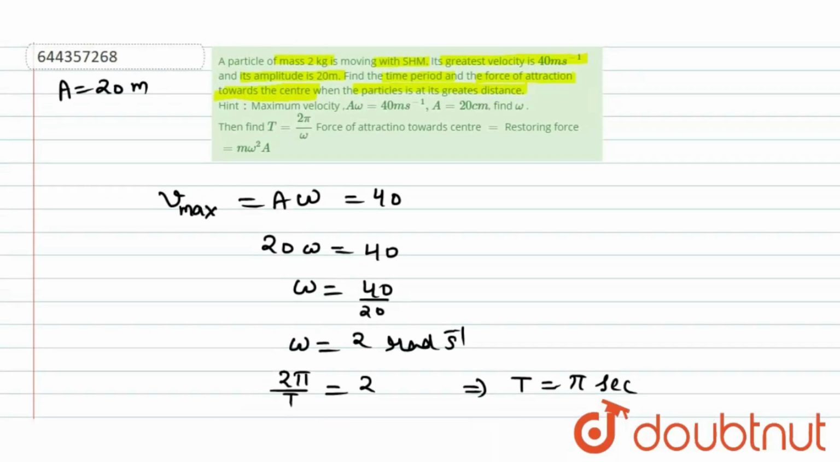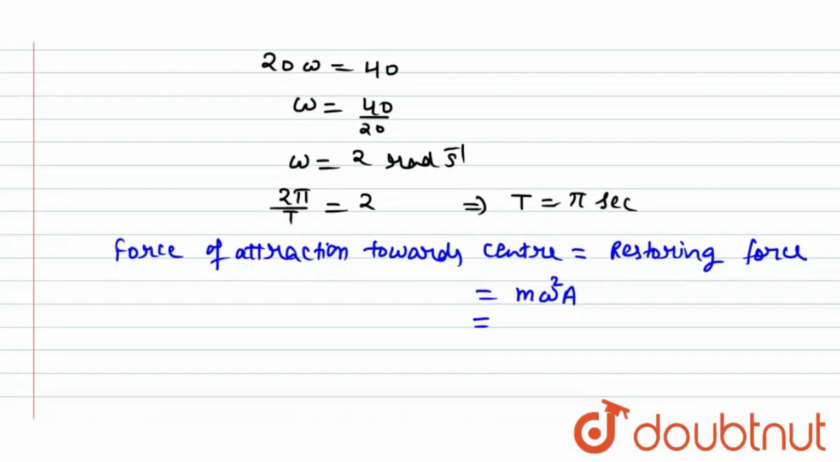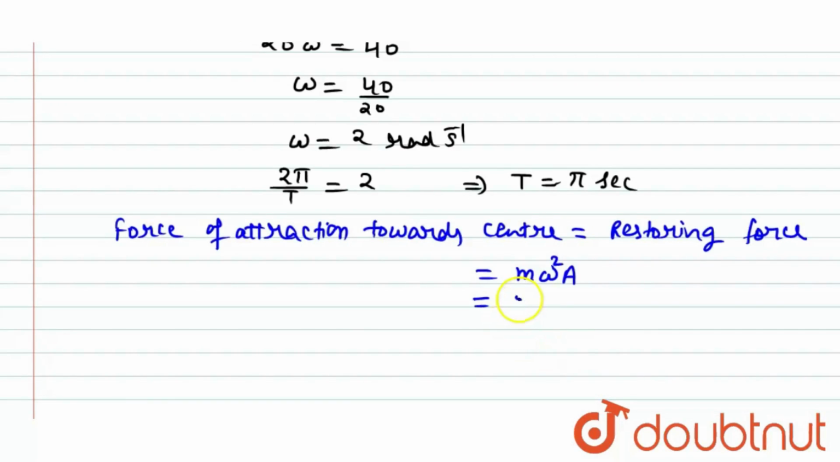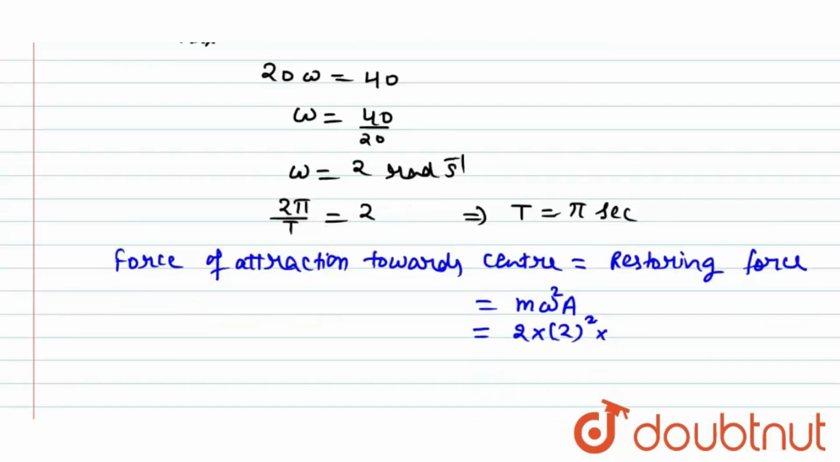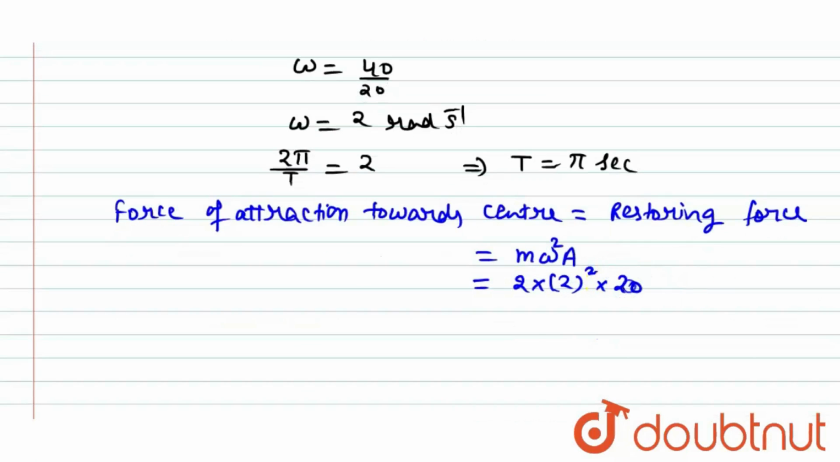Mass is 2 kg, and omega is 2, so omega square into amplitude. A is 20, so we can calculate it. 2 into 4 into 20, 160 Newton.